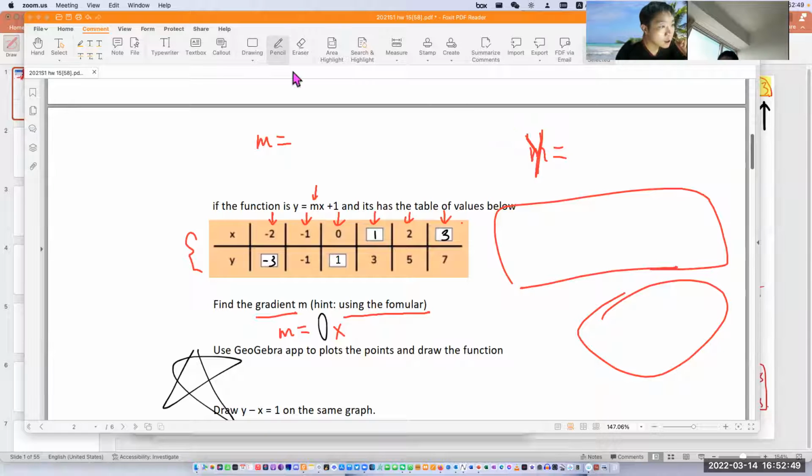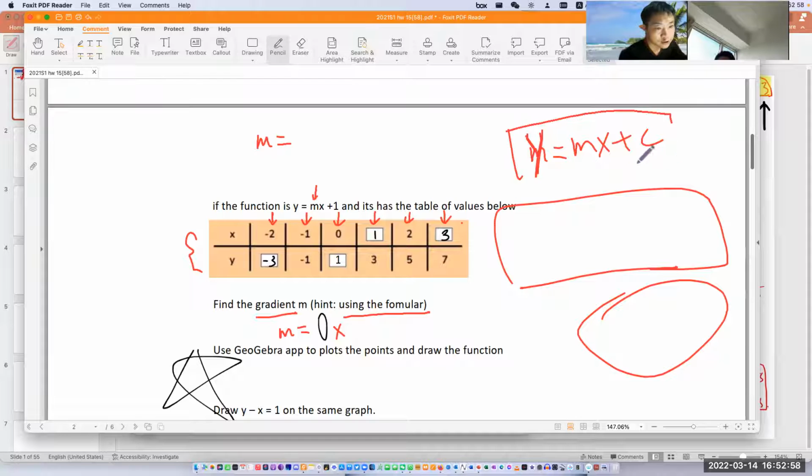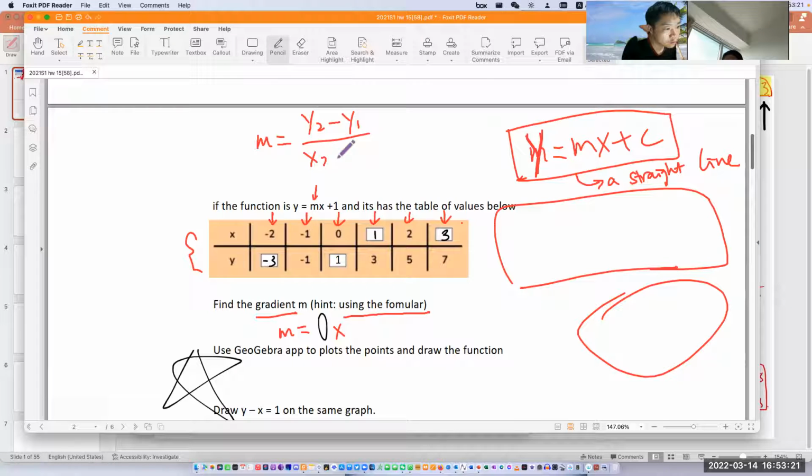Okay, so y equals mx plus c is a straight line formula. This is for a straight line on the x and y axis. I'm talking about m, the gradient. So the formula is y2 minus y1 over x2 minus x1.